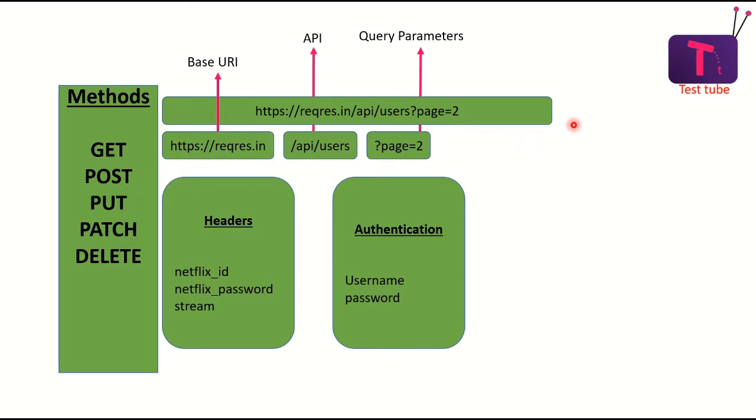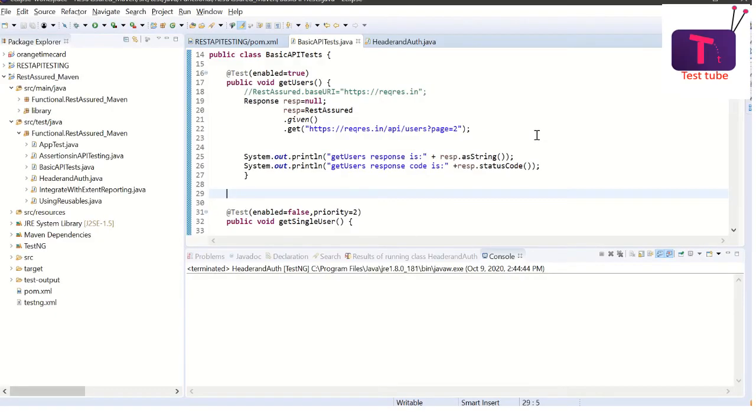Now that we understand the basic structure of an API, we are good to go and see how we use headers, authentication and query parameters in REST Assured. In the previous video, we saw how to build different types of REST APIs such as get, post, put, patch and delete, but we didn't use any headers. We didn't see how to pass any headers, authentication parameters or query parameters. Now in this video, we are going to see how to do it.